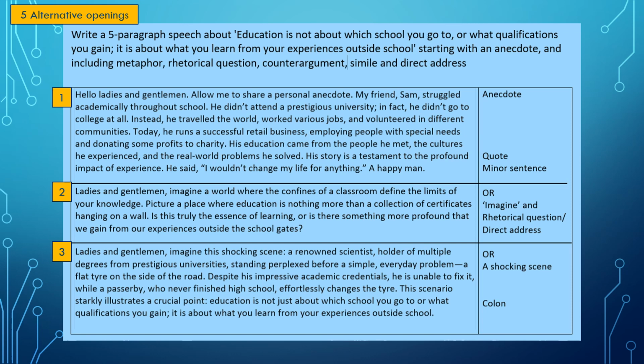A renowned scientist, holder of multiple degrees from prestigious universities, standing perplexed before a simple everyday problem: a flat tyre on the side of the road. Despite his impressive academic credentials, he's unable to fix it, while a passerby who has never finished high school effortlessly changes the tyre. This scenario starkly illustrates a crucial point. Education is not just about which school you go to or what qualifications you gain. It's about what you learn from your experiences outside school. So that's the 3rd way of starting this speech.